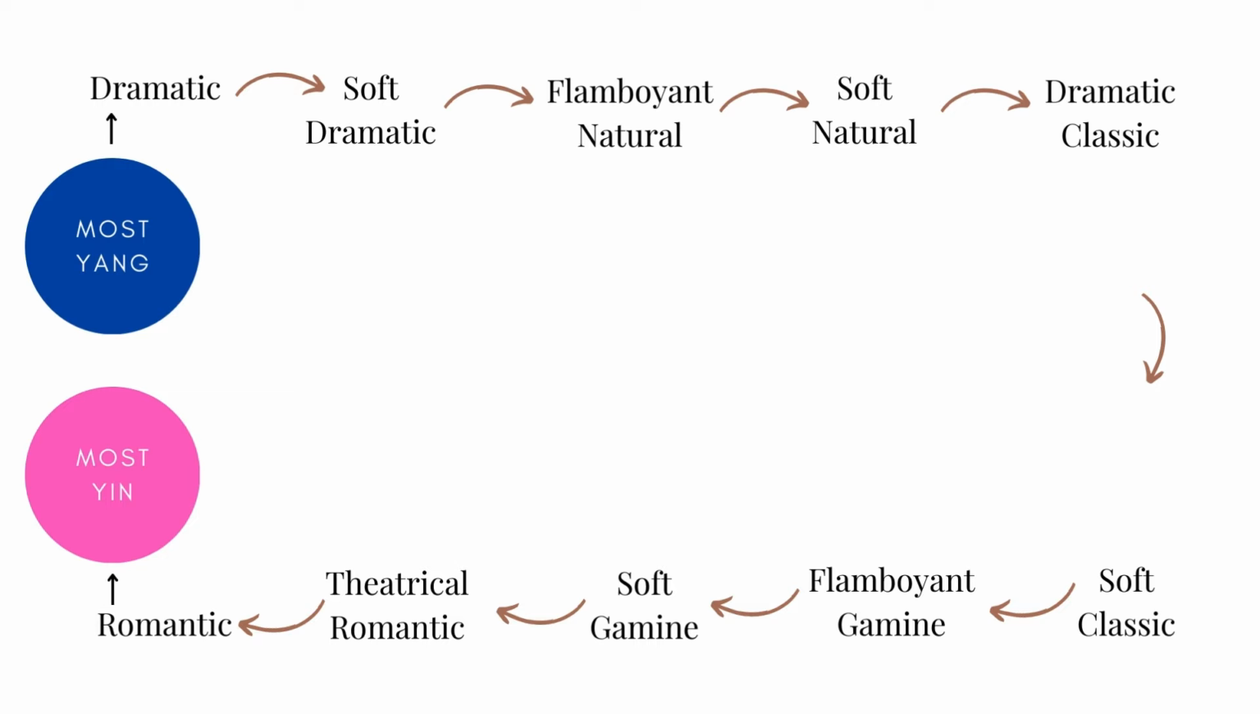He now believes that nobody is a pure type, but they lean more soft, yin, or dramatic, yang, within their image identity. So, the updated 10 image identities are thus dramatic, soft dramatic, flamboyant natural, soft natural, dramatic classic, soft classic, flamboyant gamine, soft gamine, theatrical romantic, and romantic. Those 10 identities are what are represented on the screen right now. Notice how there's no pure natural, pure classic, or pure gamine.